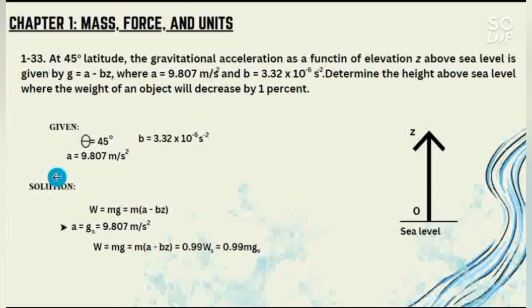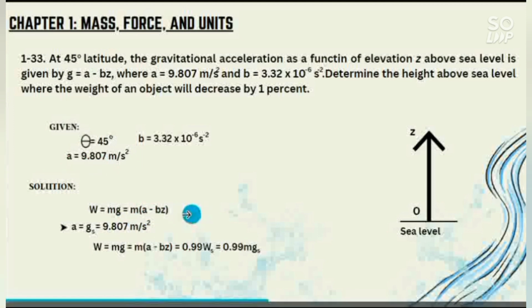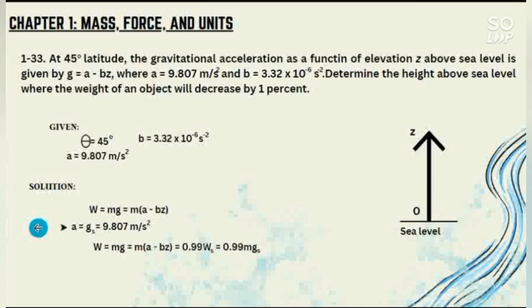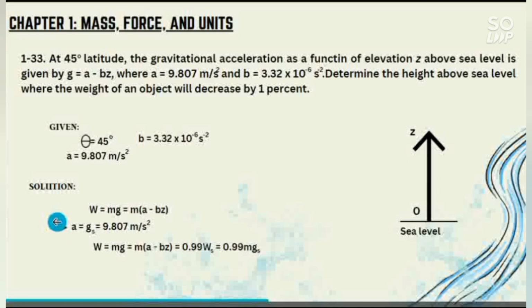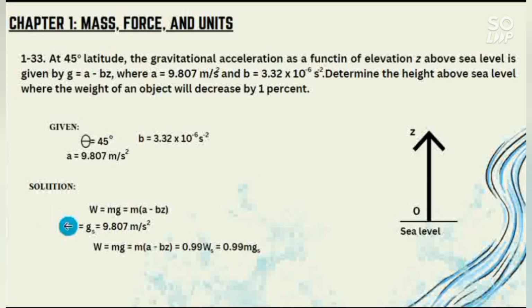In our analysis, the weight of a body at the elevation z can be expressed as weight is equal to mass times gravity, is equal to mass times, substituting the value of g, mass times a minus bz, where a is equal to g sub s, which is 9.807 meters per square second, the value of gravitational acceleration at sea level, and b is equal to 3.32 times 10 raised to negative 6 s raised to negative 2.